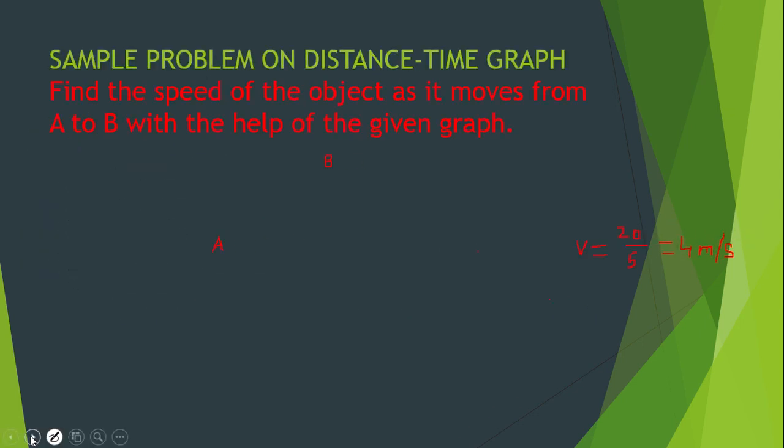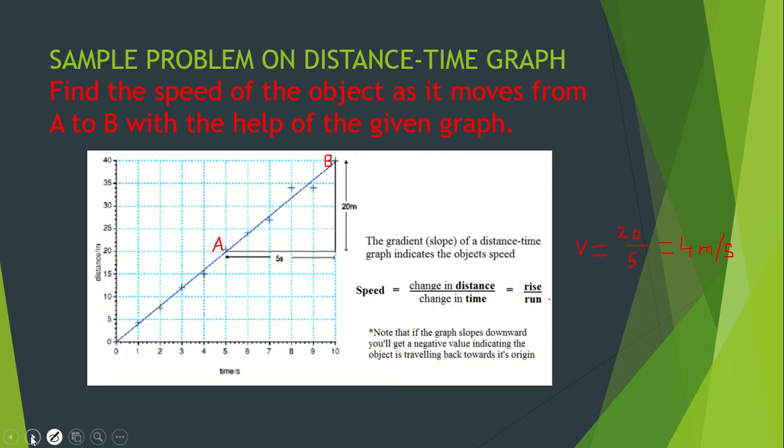Now, here comes a sample problem on distance time graph. Find the speed of the object as it moves from A to B with the help of the given graph. This is a sample problem for you. And let me tell you how to find out the speed of an object with the help of a distance time graph, as we were already told.